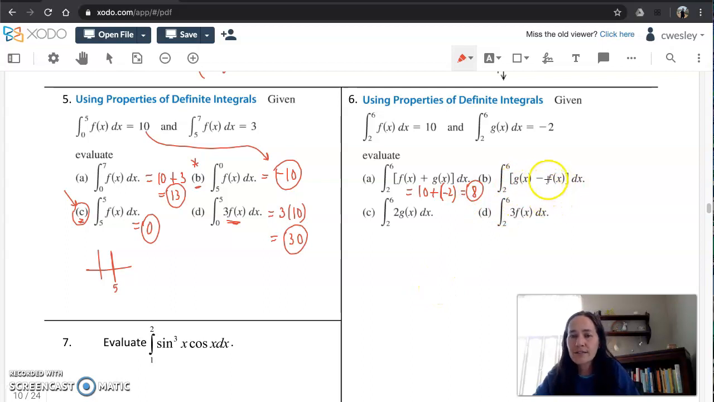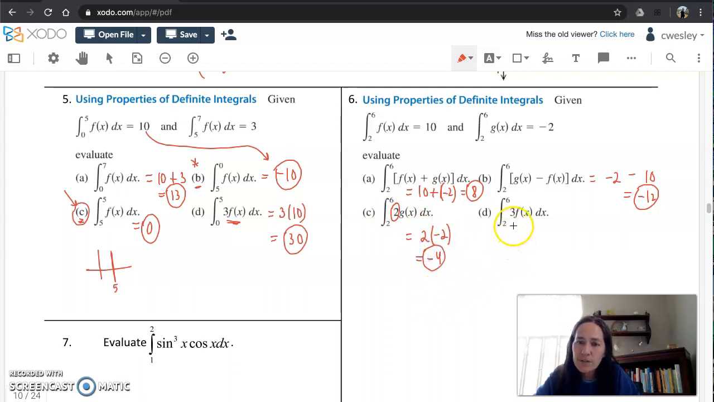What if you subtracted g of x minus f of x with the same limits of integration that you have all over the place? G of x is negative 2. I'm subtracting f of x's integral, which was 10. Negative 2 minus 10 gives you an area of negative 12 there. How about the next one? Integral from 2 to 6, so same limits, of 2 times g of x. Well, you know g of x's integral in that region is going to be negative 2. I need to double it because of that constant out front. So 2 times negative 2 gives you negative 4 as an answer for C.